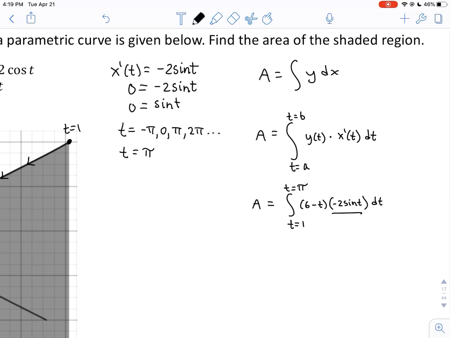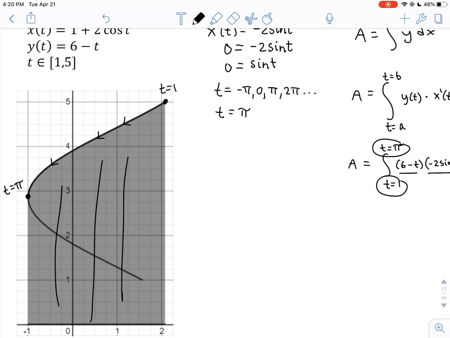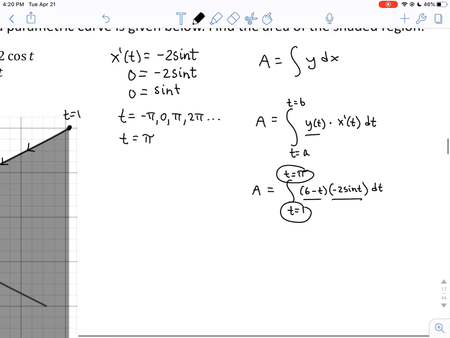If you were to graph this function on this interval, you would see that it's below the x-axis, whereas this part is above the x-axis, because on this interval all the y's are positive. They're all up here above the x-axis. So this function's positive on the interval, but this function's negative on the interval. When you multiply a positive and a negative, you get a negative function on this interval. Therefore, when you integrate a negative function from a lower t to a higher t, you get a negative answer.